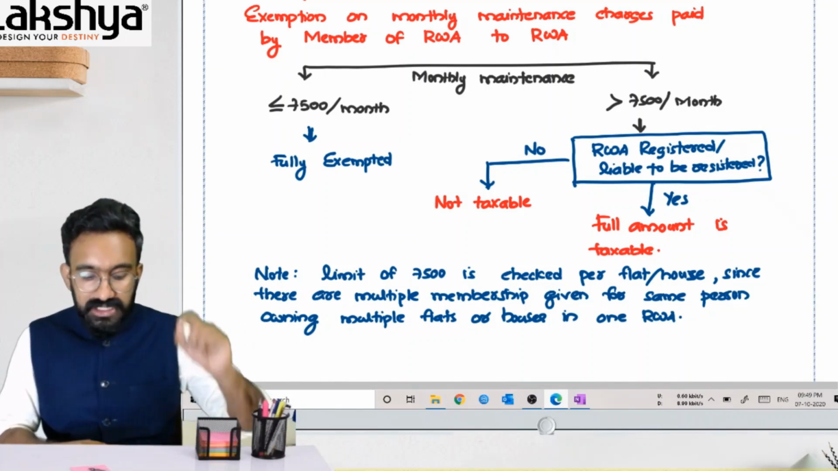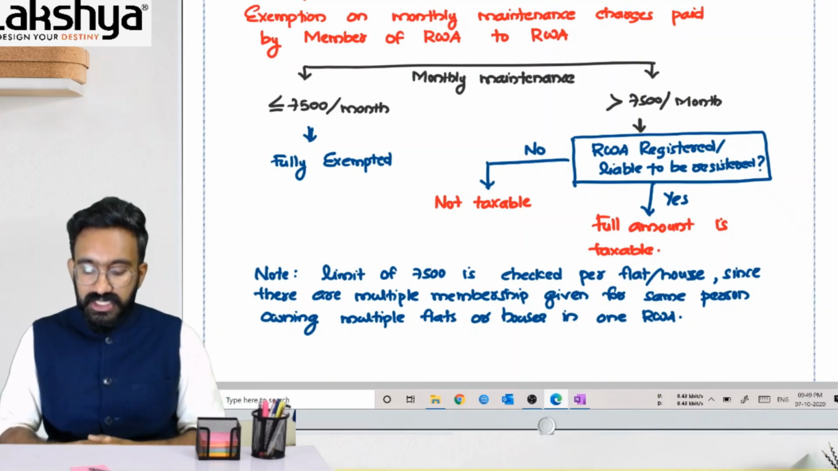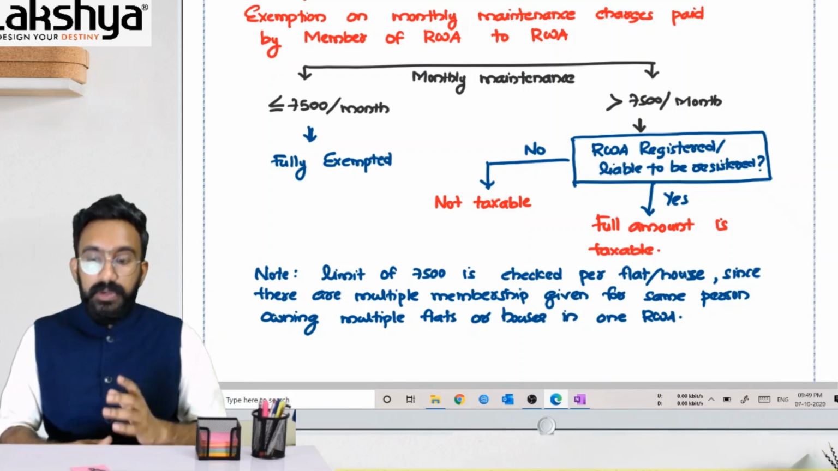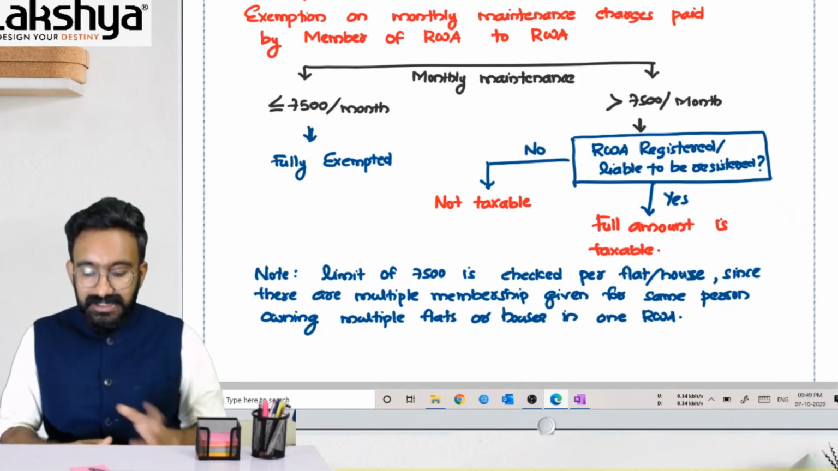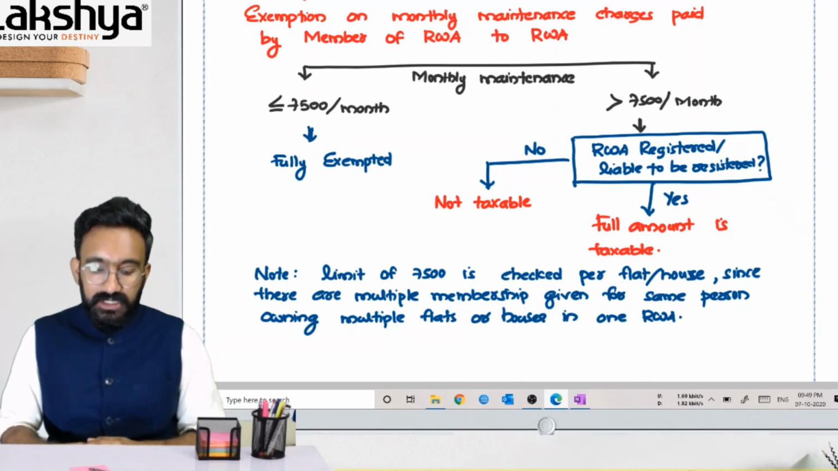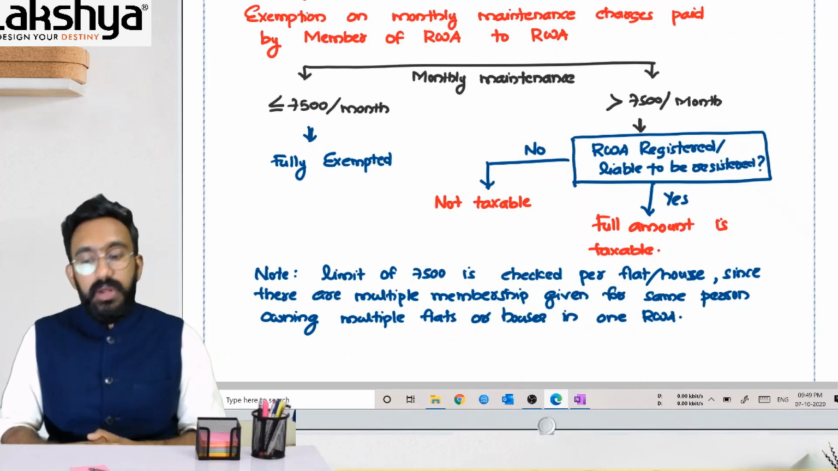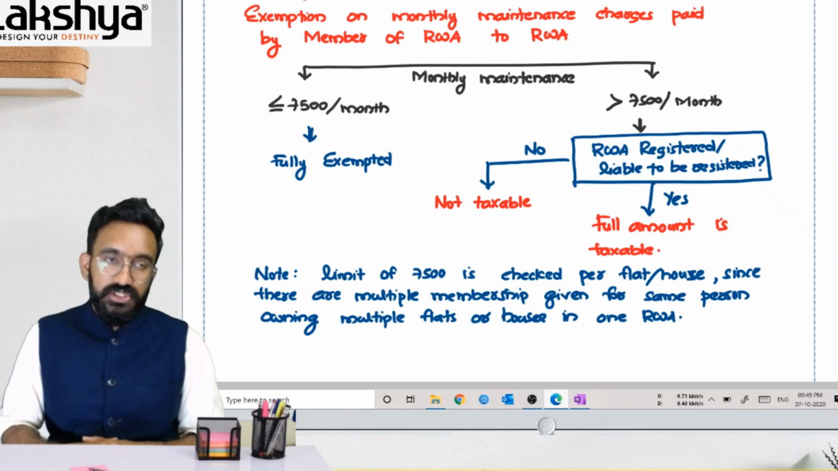So look at the notes. The limit of 7,500 is checked per flat or per house basis, since there are multiple memberships given for the same person owning multiple flats or houses in one residential welfare association. So each flat will get the 7,500 exemption there.